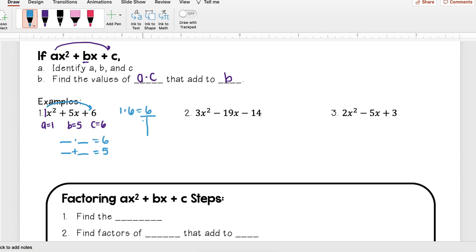And so my factors of 6 are 1 and 6, and 2 and 3. And so I'm going to look to see, okay, which of these two add up to equal 5? Well, 1 plus 6, that's equal 7. It's not that one. But 2 plus 3, when I add those, that does equal 5. So my answer here is 2 and 3.